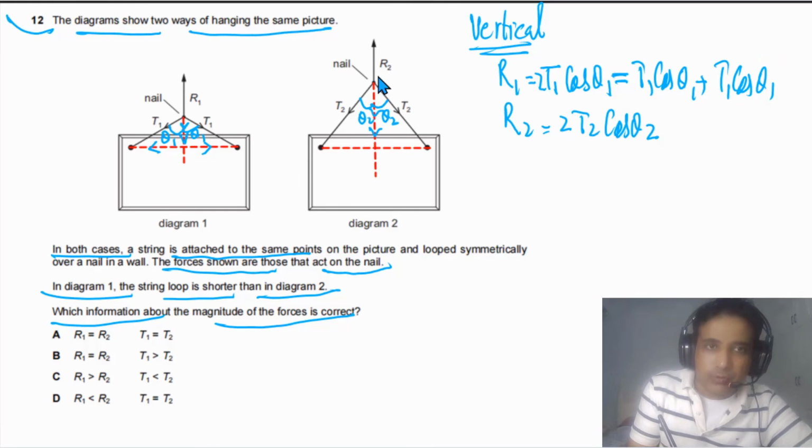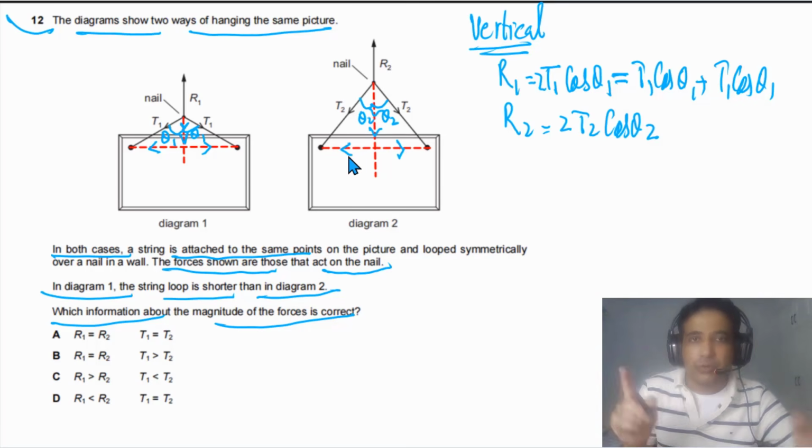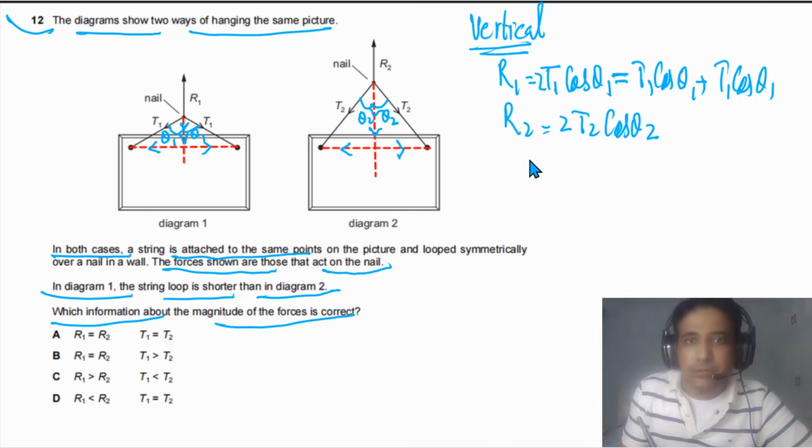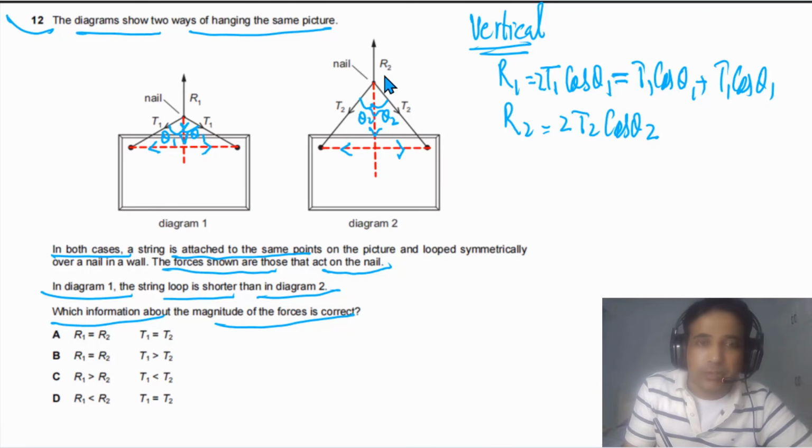So in this case, these two vertical components are acting vertically downwards, and this component is acting to the right and this is to the left. So these two horizontal components will cancel each other. But we are only interested in the vertical. Now we need to understand theta 1 and theta 2. Theta 1 is greater in this case than theta 2. So we have to compare.